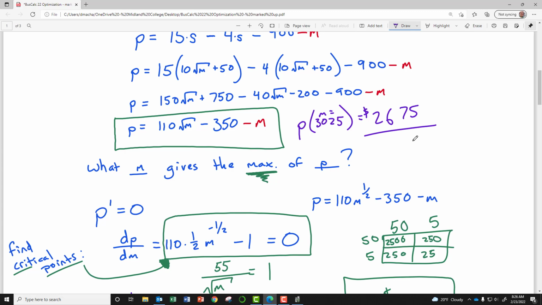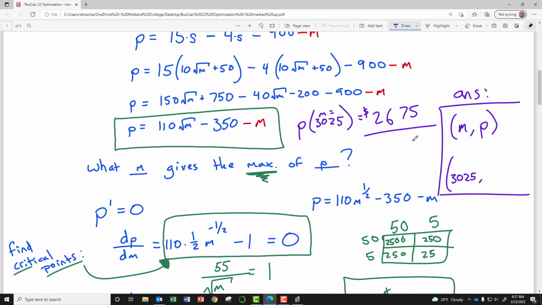So if I was going to report my answer as a coordinate pair, let me make a little box over here for my answer. The coordinate pair being then advertising dollars spent, that's my independent variable, comma, the profit made, that would be my dependent variable. This is going to be, for spending $3,025, I expect a profit of $2,675. That's how you would report your answer as a coordinate pair. And this is the most full explanation of what that maximum is, both the location of the maximum and what the actual maximum value of the profit could be.